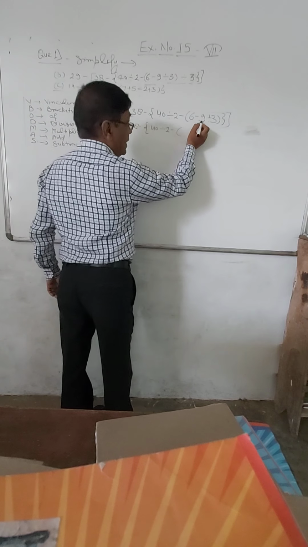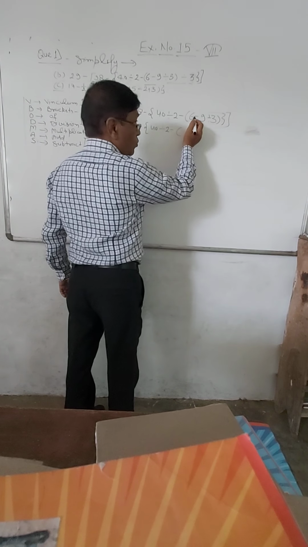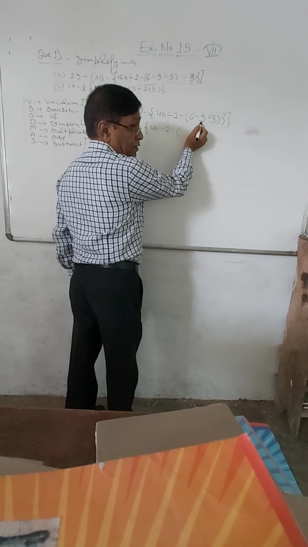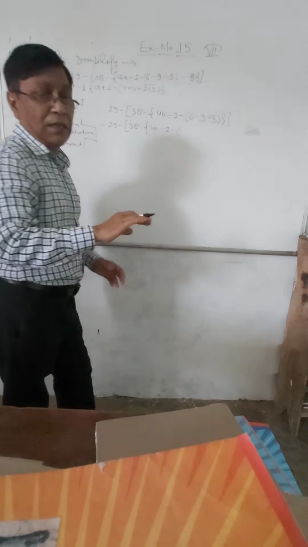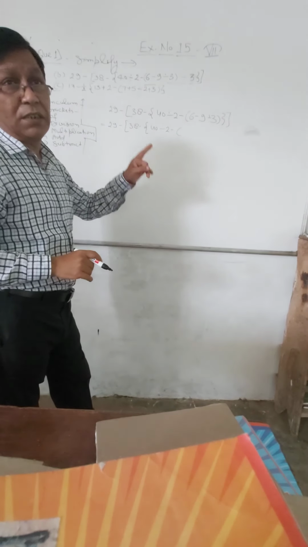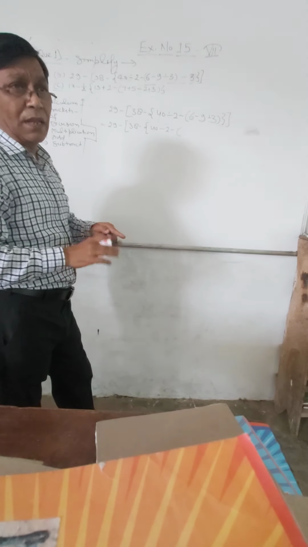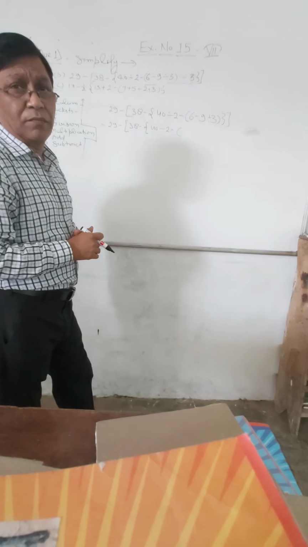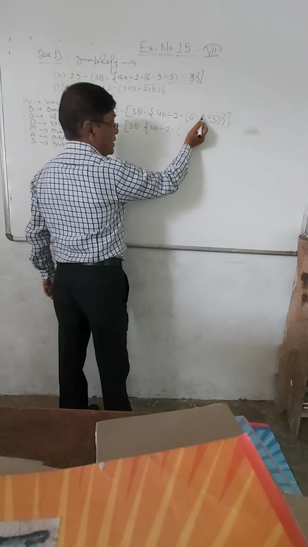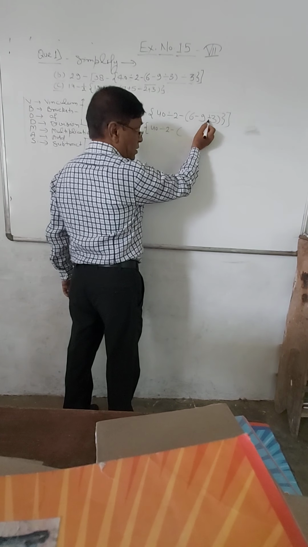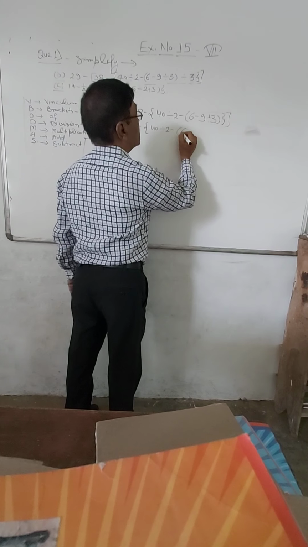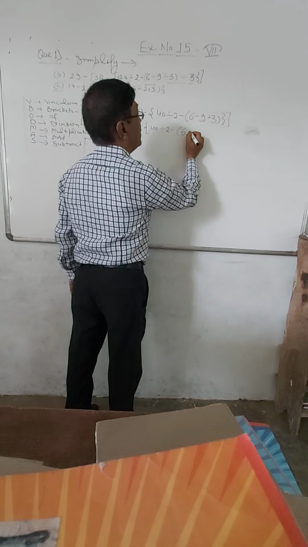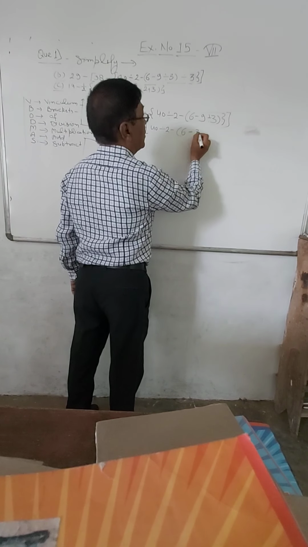Don't solve 6 minus 9 first, because first division, then if there is multiplication, solve multiplication, after that addition and subtraction. Here only division and subtraction are there, so first solve this thing. 9 divided by 3 will come how much? 3.